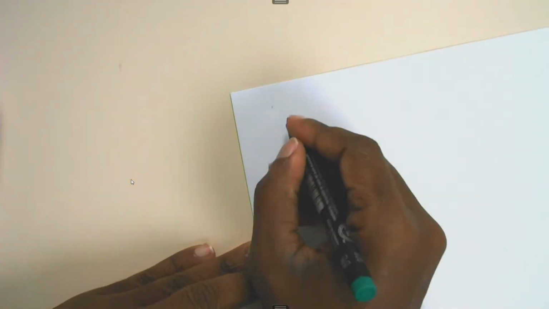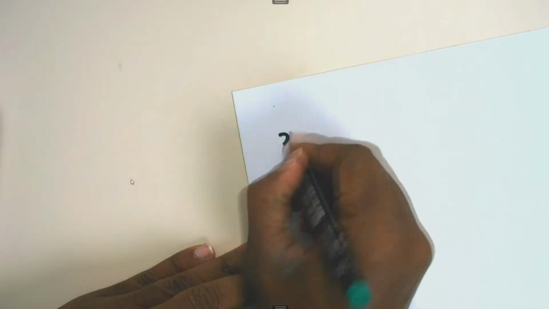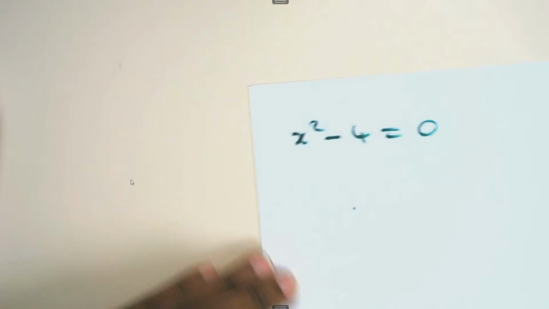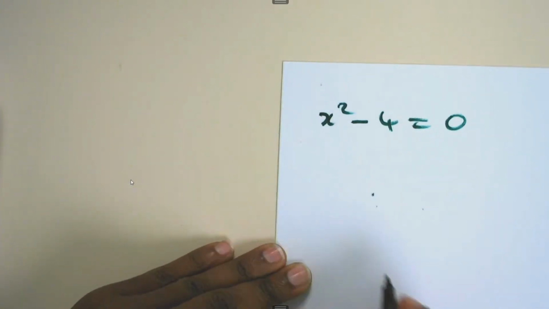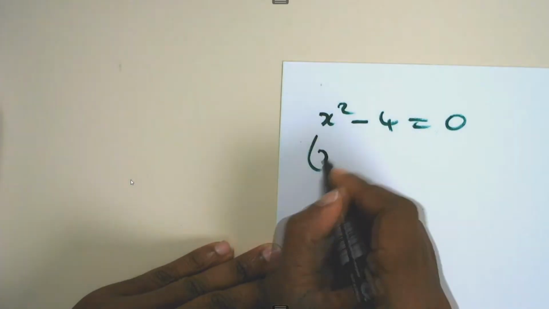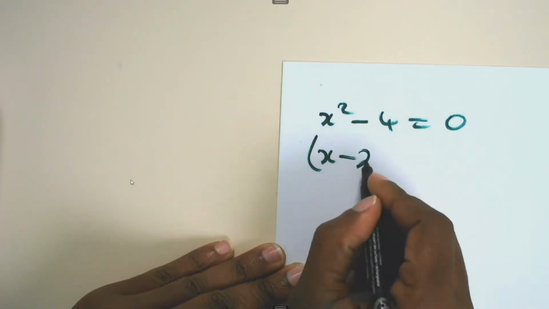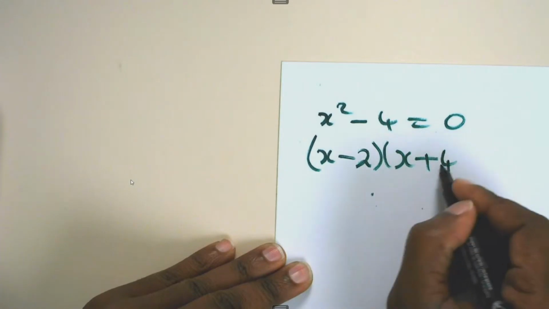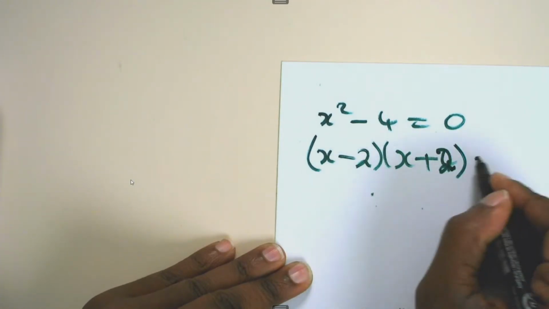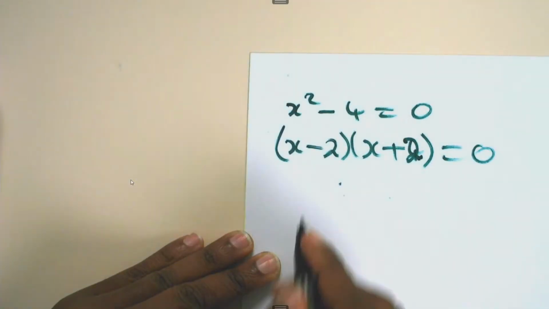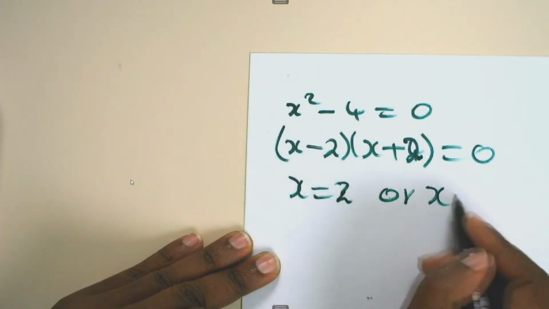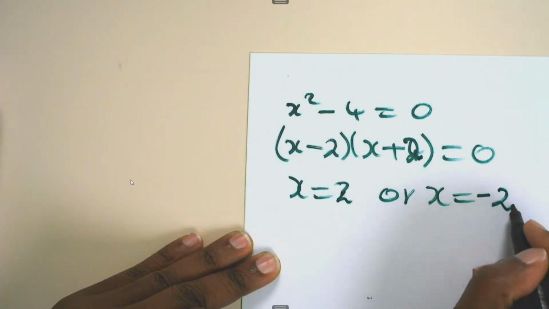Right, let's have a look at this. We are having x squared minus 4 is equals to 0. Then factorizing this, it will be x minus 2, x plus 2 will be equals to 0. Therefore, x will be equals to 2, or x will be equals to negative 2.